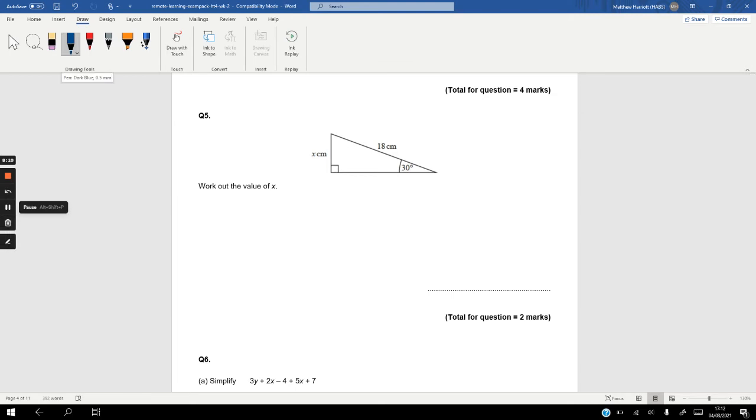So, question 5 says, what's the value of x? Straight away, we should recognise and should be thinking one thing. I'm hoping you've all written this down after this week's work. But then I need to label my sides. I've got my angle here. That means this is my opposite side. My right angle is here, which means that this is my hypotenuse. That means that is my adjacent.